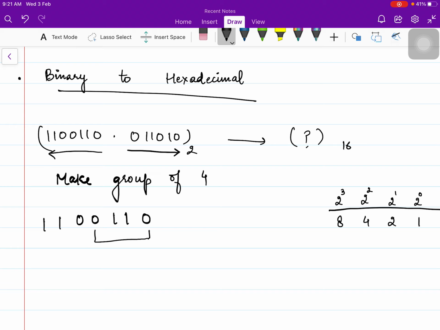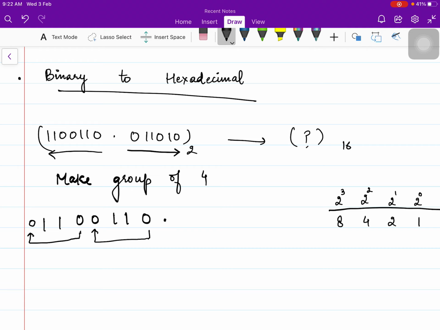So 1, 2, 3 and 4. This is the first group. Second group, I will start from right to left because we have to move. 1, 2, 3 and the fourth element is missing. So I will insert a 0 over here. I will insert a 0 here.